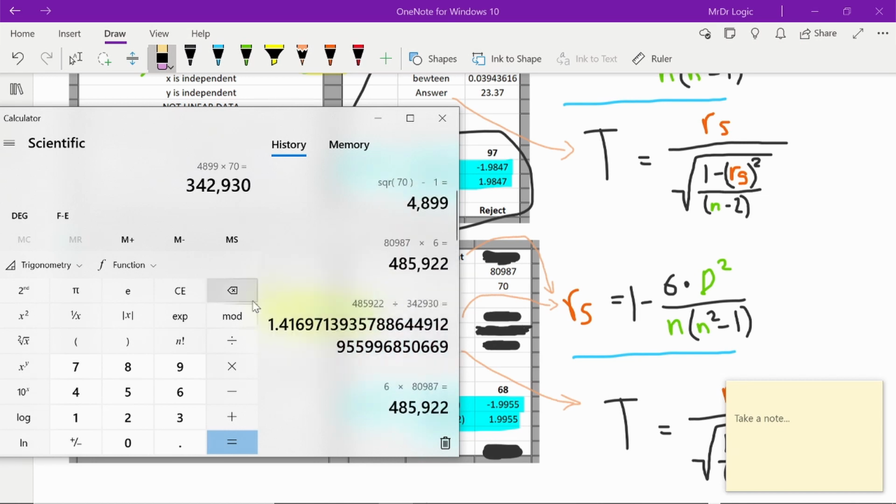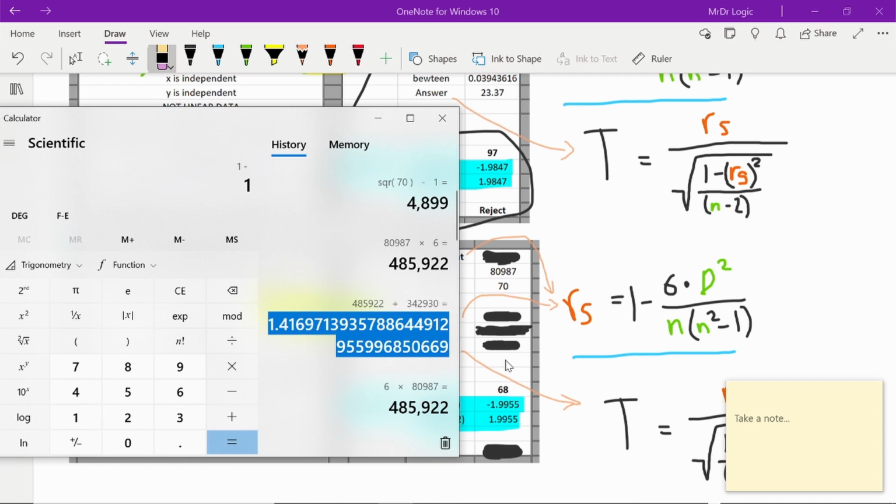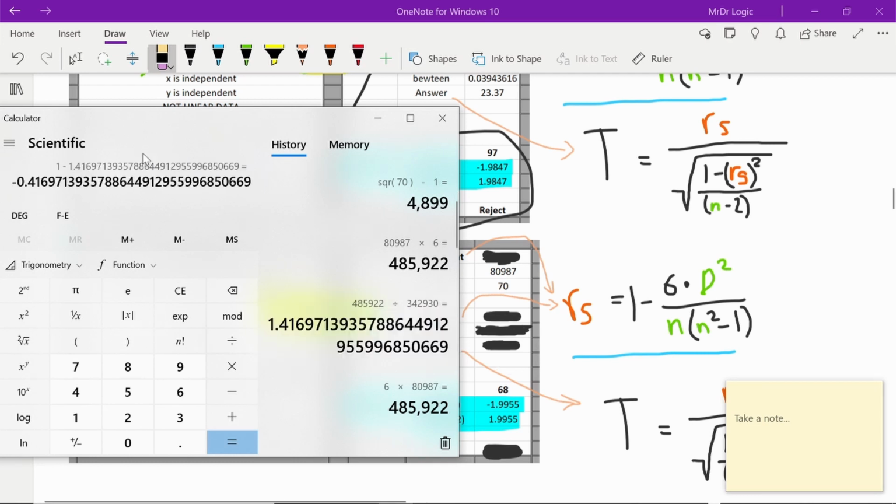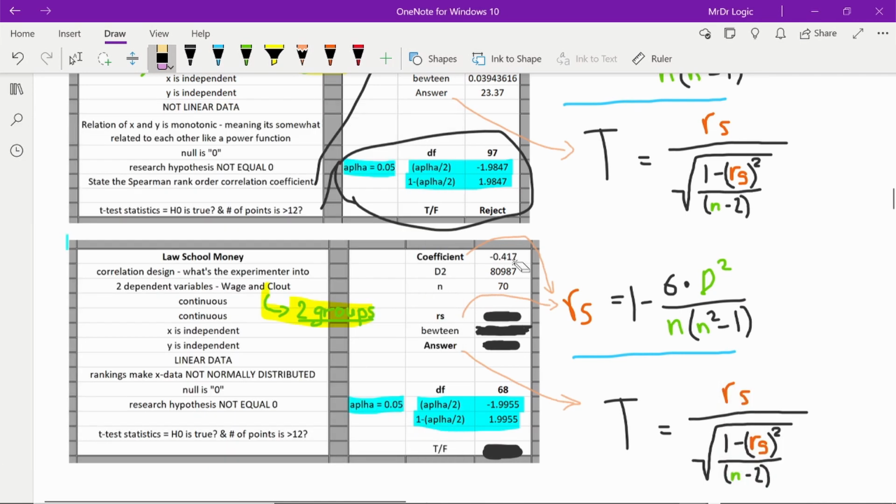Oh, no, I just remembered something. 1 minus... Negative numbers are allowed. I just remembered that. RS is equal to negative 0.417. Negative numbers are allowed. Shoot. And so, yeah, that's what we get as the answer.